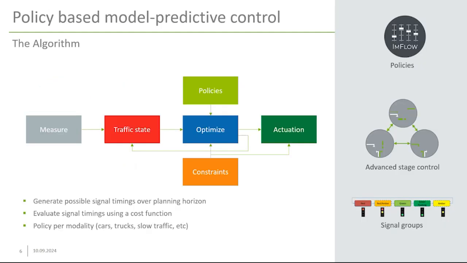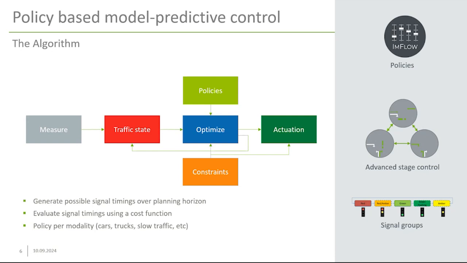In general, how is the algorithm structured? As I said, there are two optimizers working hand in hand. At the core there's the optimization, taking into account the traffic state that is based on the measurements that we're making. This results in some kind of actuation. The main way of influencing these optimizers is through either policies or constraints. Policies, you might also call them parameters, influence the optimization.